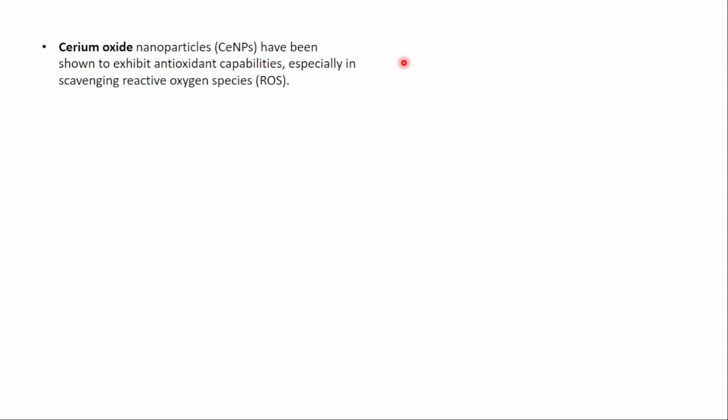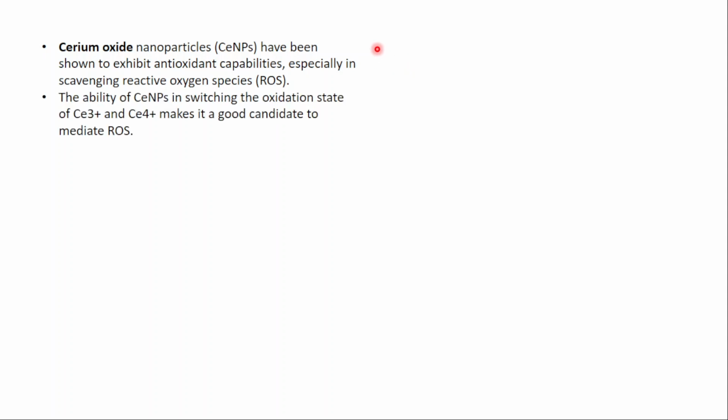Cerium oxide nanoparticles, or in short CeNPs, have been shown to exhibit antioxidant capabilities, especially in scavenging reactive oxygen species. So the major area where CeNPs have been used is to scavenge the reactive oxygen species in any plant or crop. Because we know reactive oxygen species are often very harmful or create damage, we can use these nanoparticles.